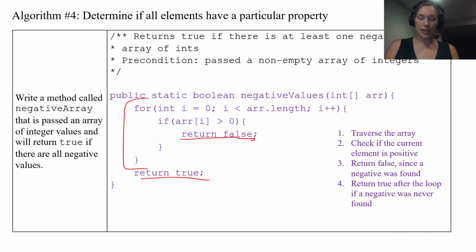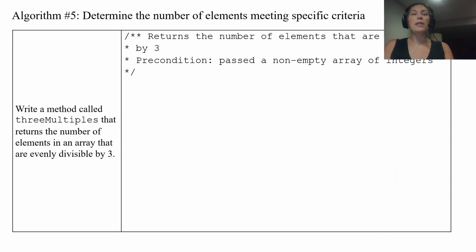All right. We're going to move on to algorithm number 5 next. Determine the number of elements meeting a specific criteria. Okay, and this could be any criteria. In this example, I want you to write a method called threeMultiples that returns the number of elements in an array that are evenly divisible by 3. So that's the specific criteria that we are looking at here.